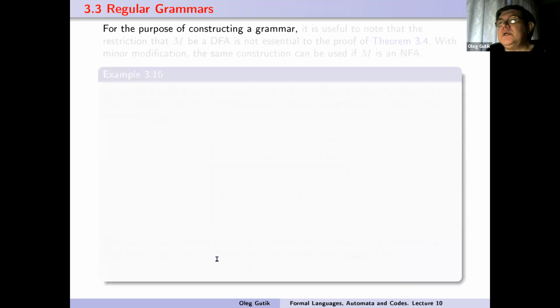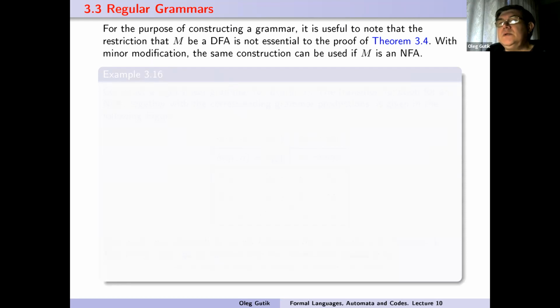For the proposed construction of the grammar, it is useful to know that the restriction that the automaton be a deterministic finite automaton is not central to the proof of Theorem 3.4. With a minor modification, the same construction can be used if the automaton is a nondeterministic finite acceptor.